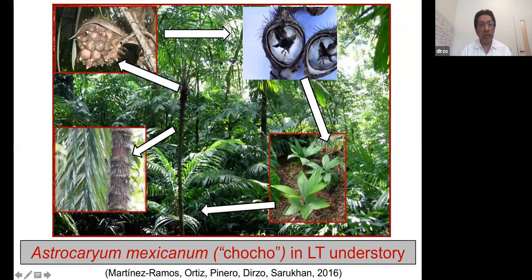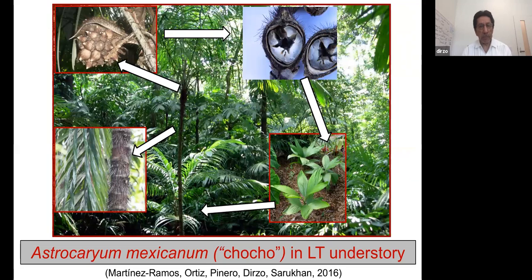We can follow the fate of those fruits and see how many of them are viable or not, how many of them germinate to become seedlings in the understory, as you can see here. And you can calculate the transition probabilities from the seedlings to the juveniles to the trees again. Essentially, you can do a very detailed demographic analysis. I would say that this palm is one of the most thoroughly studied plants, from the demographic point of view, in tropical forests.